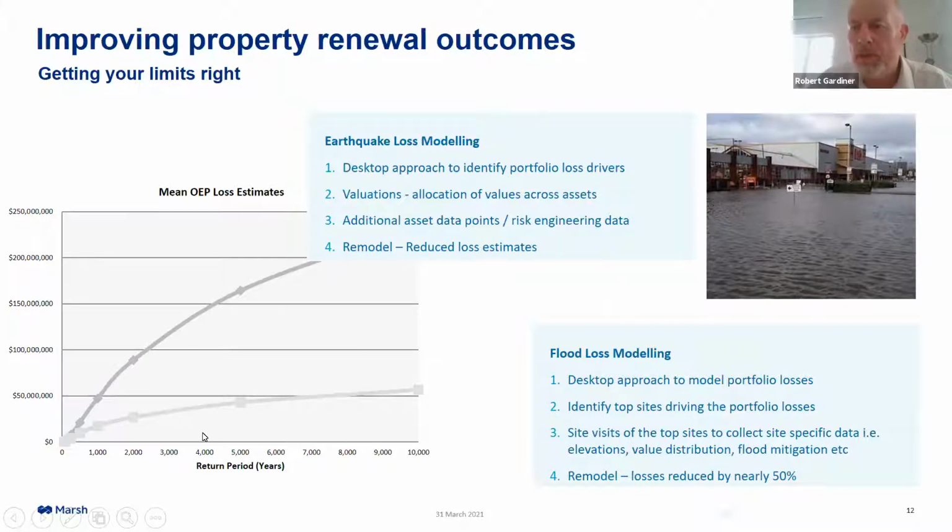The other example, and a really relevant one over the last few weeks, is around flood loss modeling. Similar study, a desktop study using data provided by the client. The desktop study identified 20 sites that were the loss drivers in the program. Our engineers visited those sites, were able to distribute the values based on the actual risk engineering of the sites, reallocate the values, and ultimately remodel the program and generate losses that were nearly 50% lower than the original desktop modeling. And what was the benefit to the client?